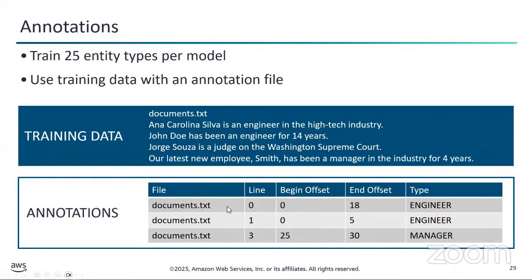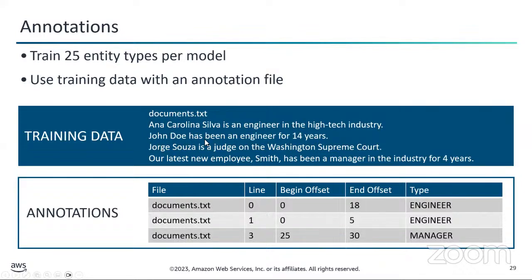Line number 0, that is whatever, type is an engineer. Starting at position, ending, so this engineer starts from position 0, Anna Carolina Silva. So this is at 18 characters or 19 characters, 0 through 18. Okay.